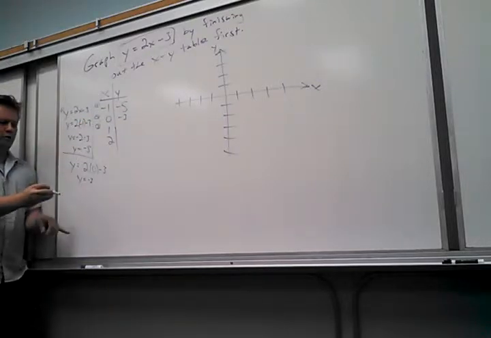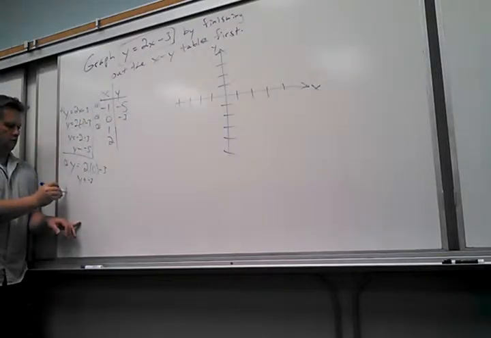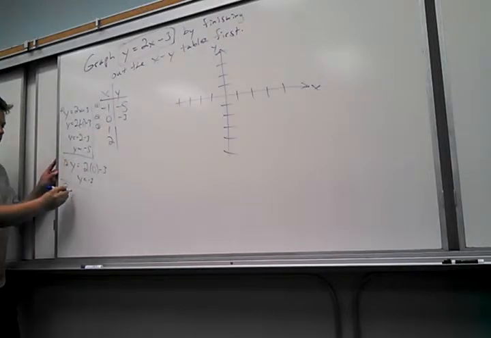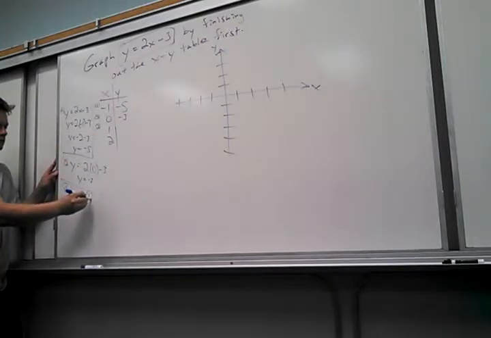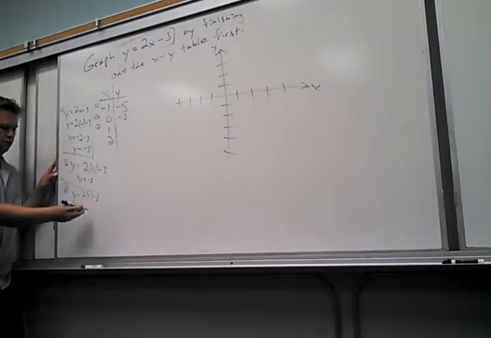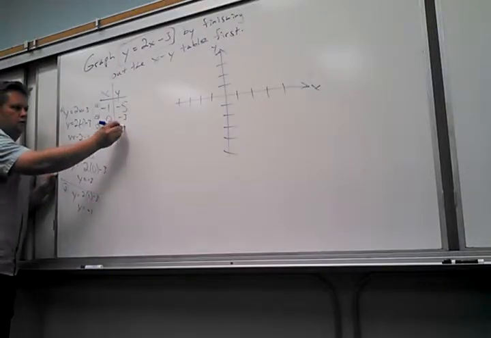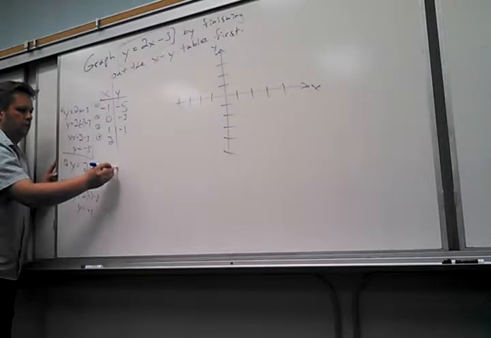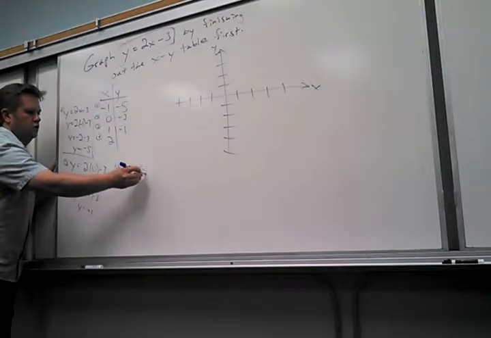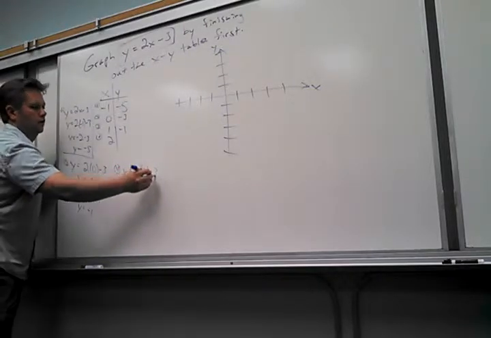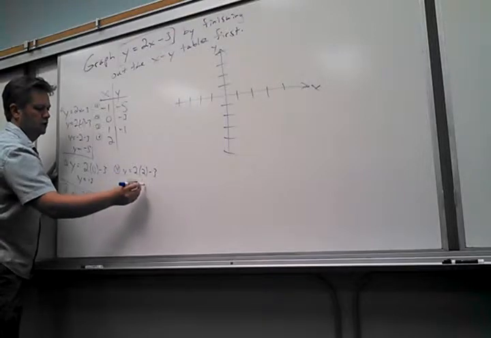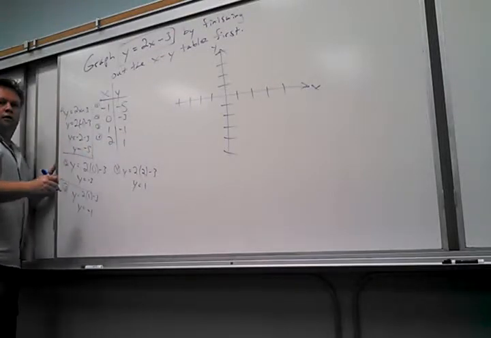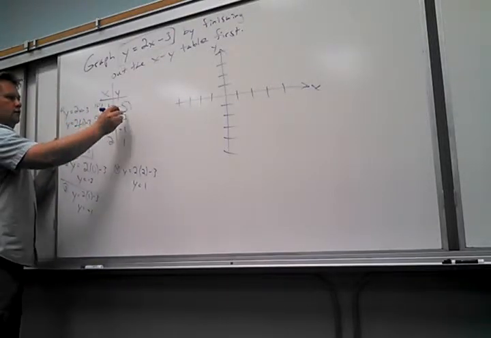Third little mini problem. You plug a 1 in for x. Now 2 times 1 is 2. 2 minus 3 is -1. And the fourth little mini problem. Plug a 2 in for x. 4 minus 3 is 1. So now I have these points.